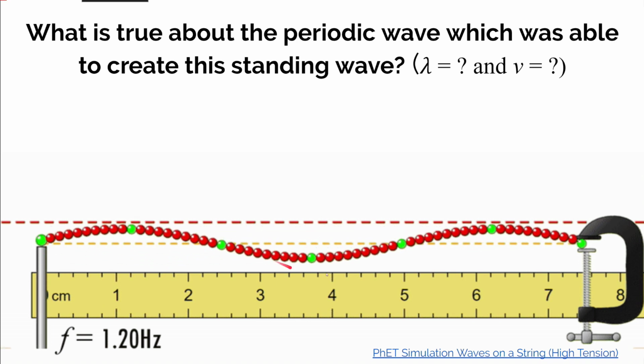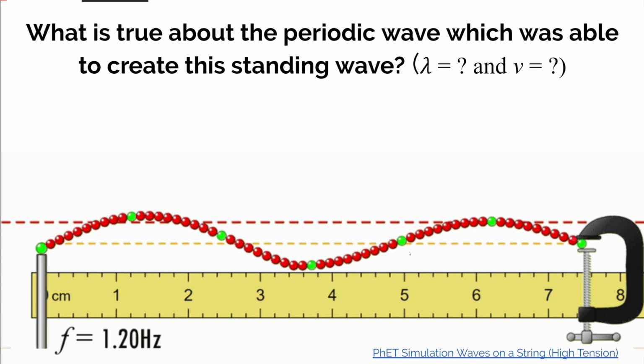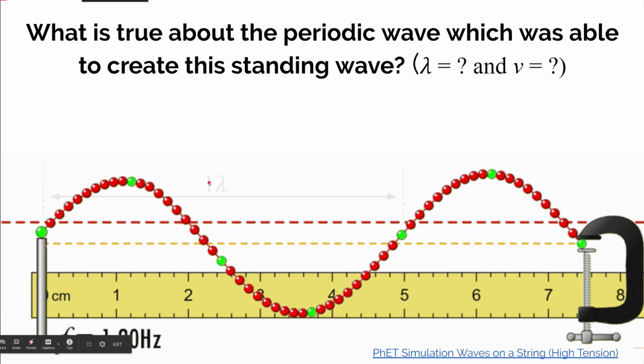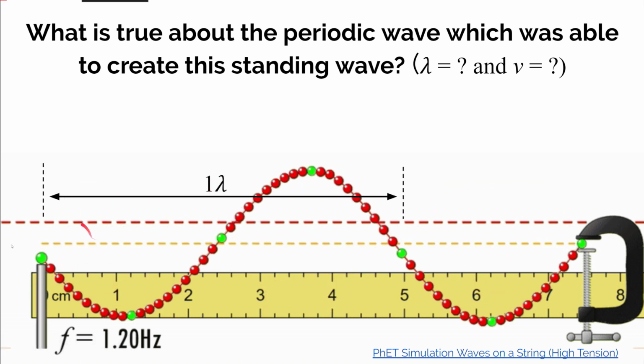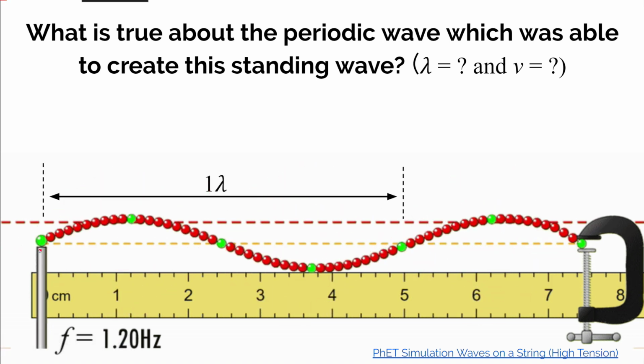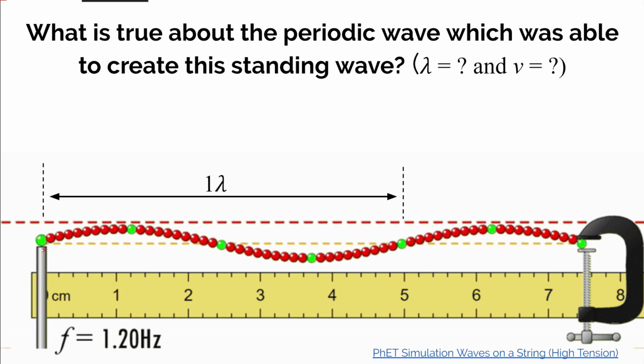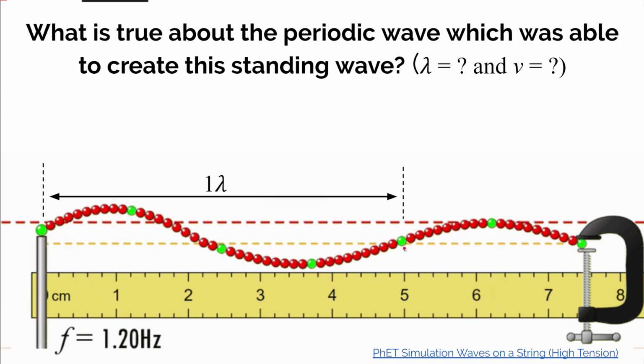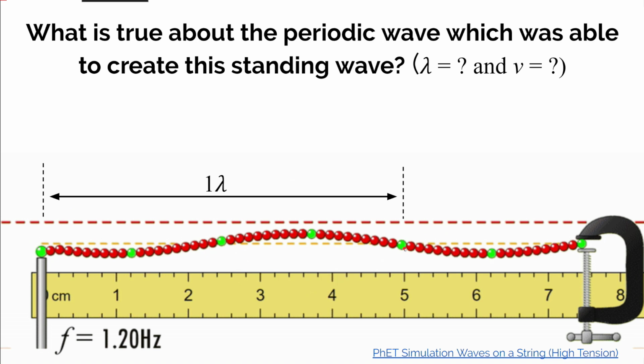So if we look here, that is 1 wavelength and a half a wavelength that gets created by this particular frequency. And so how big is 1 wavelength? Like we saw with the paused simulation, 1 wavelength is this right here. That's 5 centimeters in length. So a wavelength is 5 centimeters. Or the wavelength that made that standing wave was 5 centimeters.